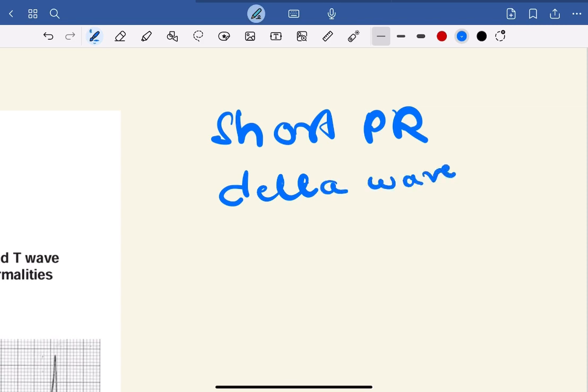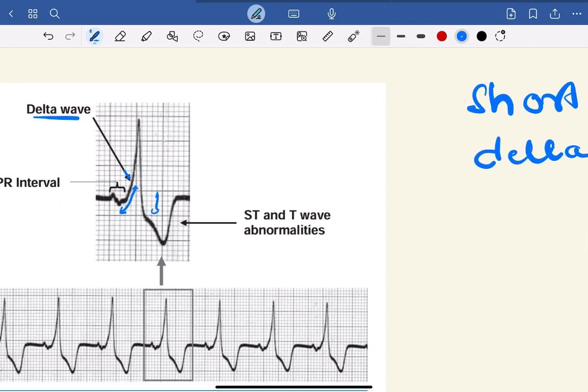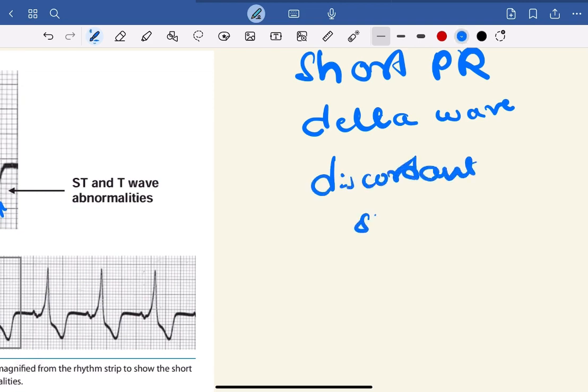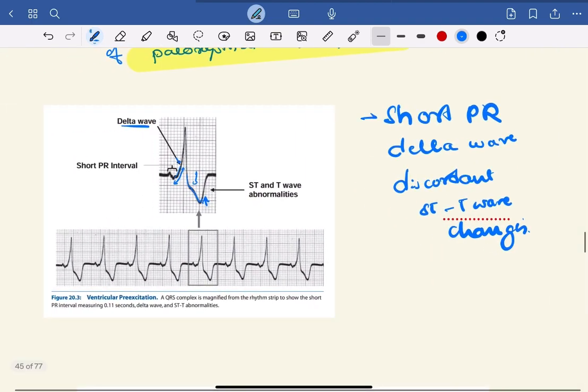Next is these ST-T wave changes. You see here, these ST-T wave changes are discordant to the delta wave. What I mean by discordant is, if the delta wave is positive, ST-T wave changes are negative. So these are called discordant ST-T wave changes. So these are the three ECG findings of WPW pattern. If they are associated with clinical symptoms of paroxysmal tachycardia, then it's called WPW syndrome.